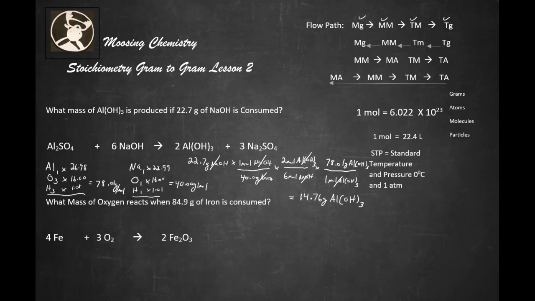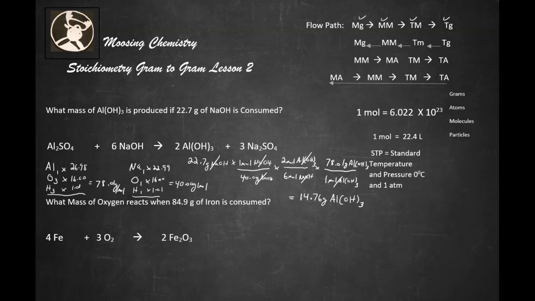Okay, let's look at the next one. The next problem asks what mass of oxygen reacts when 84.9 grams of iron is consumed. This one's going to be a little easier as far as spacing goes, because we don't have to figure out the molar mass of a compound. We just look on the periodic table and we can see these masses.